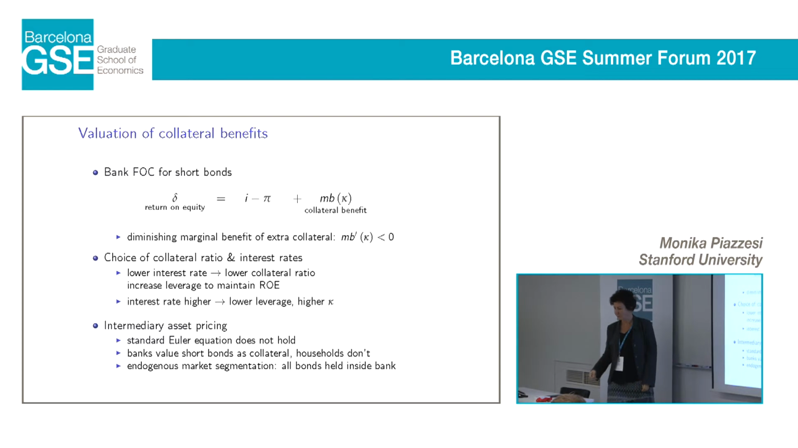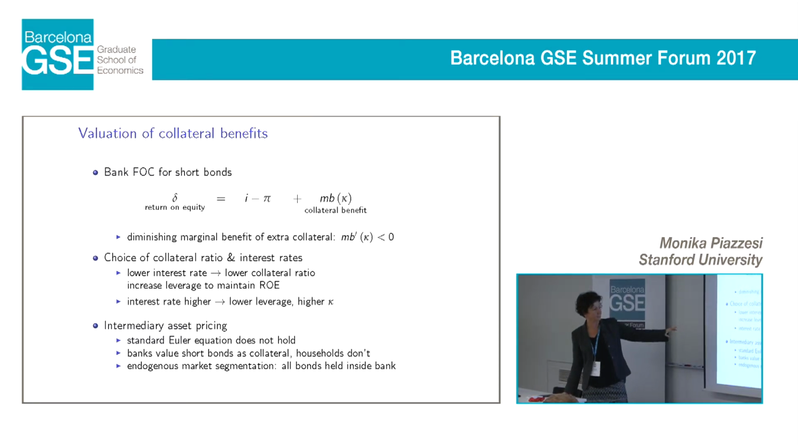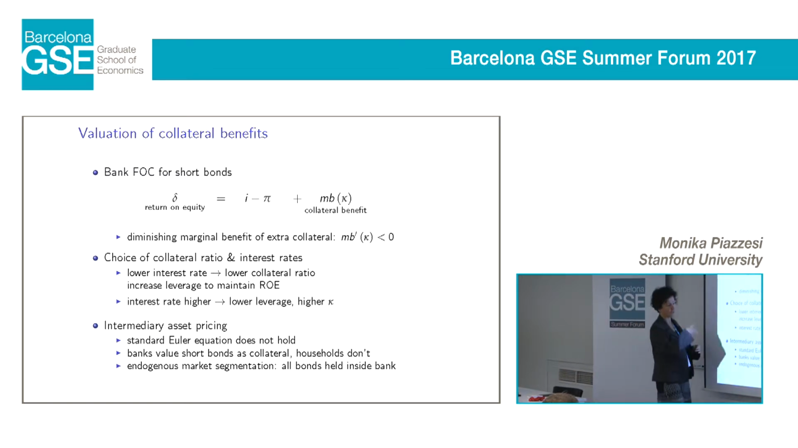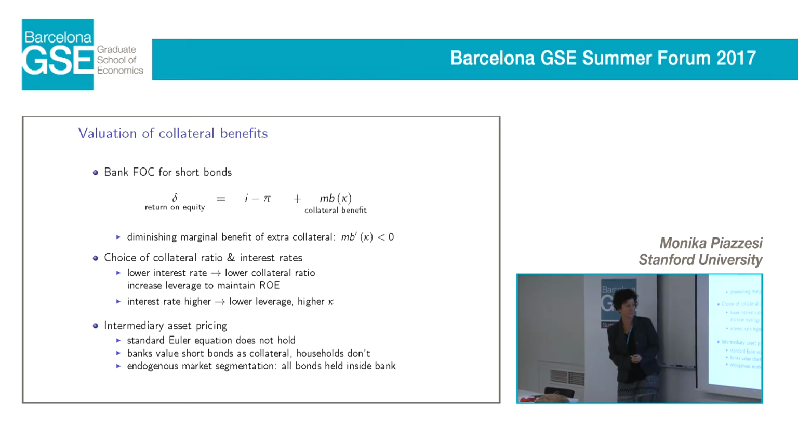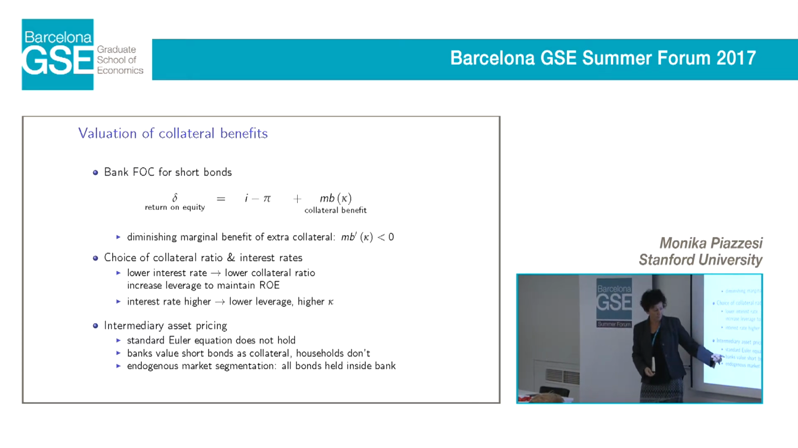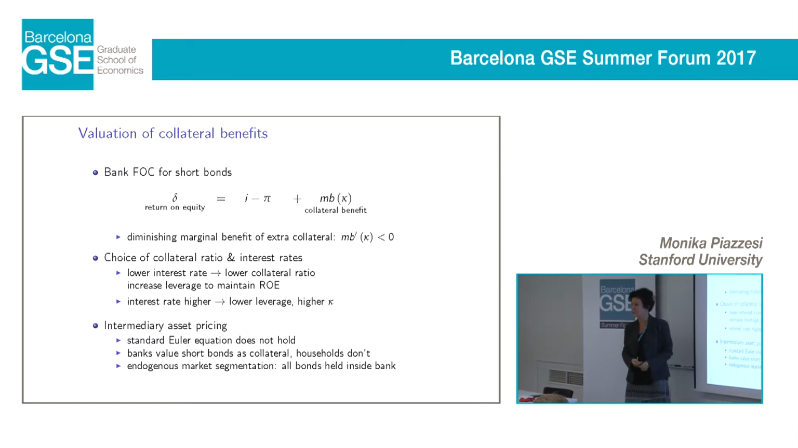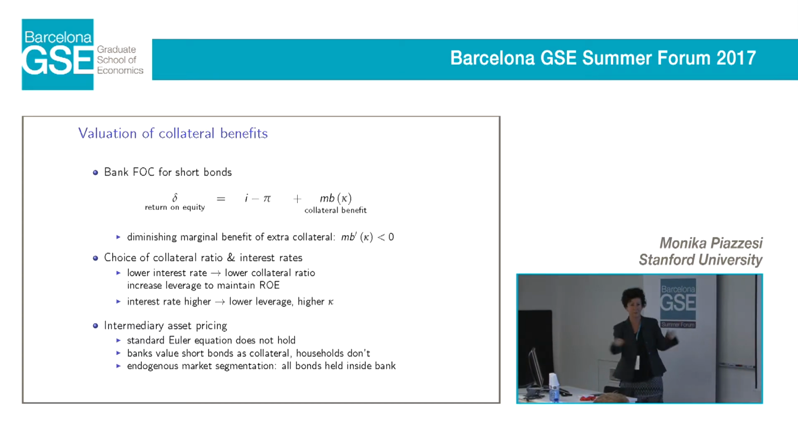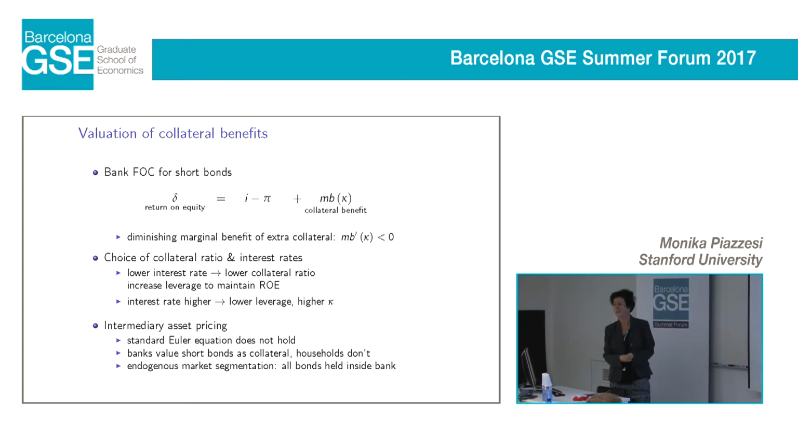This reminds you of intermediary asset pricing. This is not a standard Euler equation because these short bonds are priced by an intermediary that has leverage costs and so prices in a collateral benefit. Banks value these short bonds more than households because households don't have leverage costs. And that leads to endogenous market segmentation in this model. So banks will hold the assets that they can buy. The households will perceive these assets as being too expensive and will not hold them.